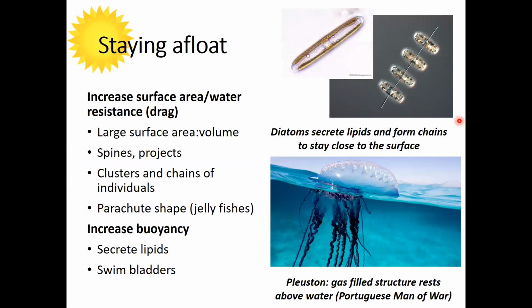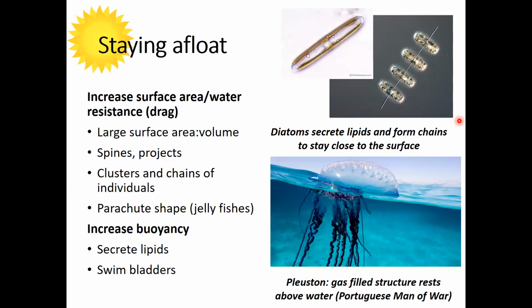Organisms in the epipelagic need to stay afloat. So we have a lot of phytoplankton and primary producers, and they want to stay as close to the surface as possible to get the most sunlight. And because these phytoplankton are forming the base of the food web, the secondary consumers that are feeding on the phytoplankton also want to stay towards the surface because that's where all the food is.